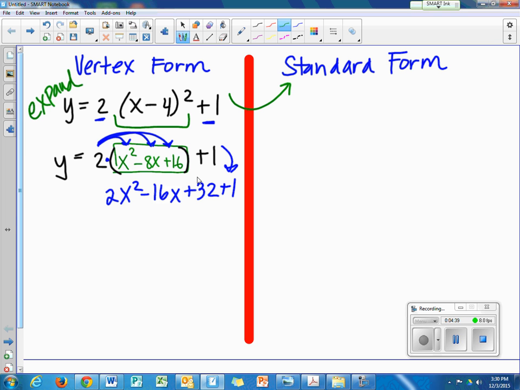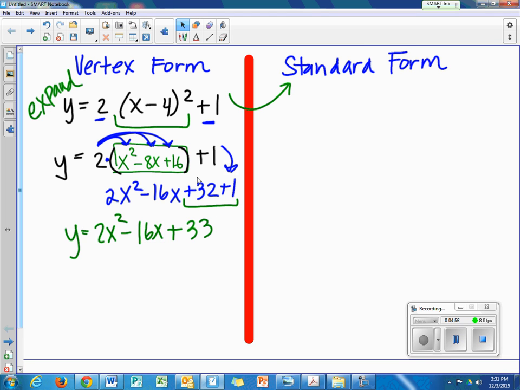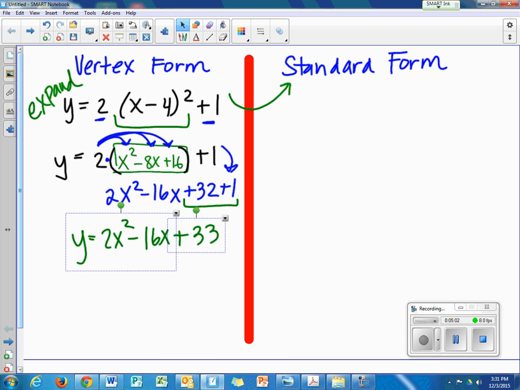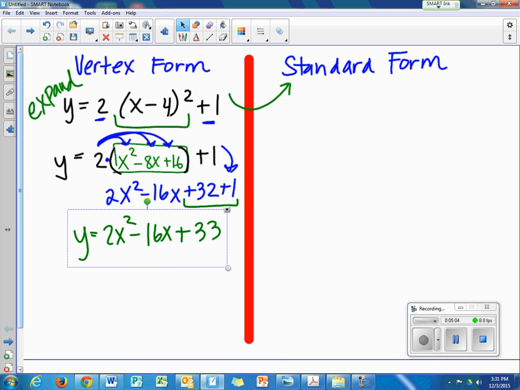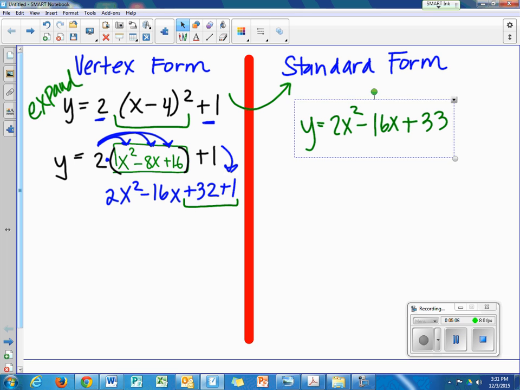We're not finished yet, so please double check what else you can combine. Add these two together, so now we have 33 here, plus negative 16x, then you have 2x squared, and y equals 2x squared minus 16x plus 33. This entire thing here, class, is the standard form.